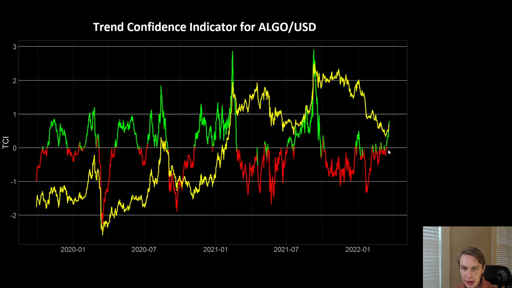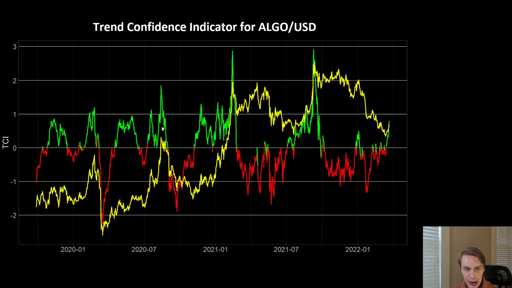But then you'll notice that in the last couple days, we've had a pretty big breakout to the upside above 0 on the TCI. And this has only happened a few other times in Algorand's history. And most of the time when we've seen these kind of pops that far above 0, some nice upside has followed, right?